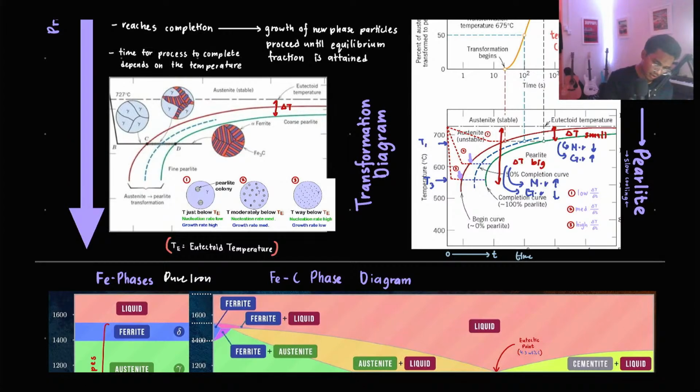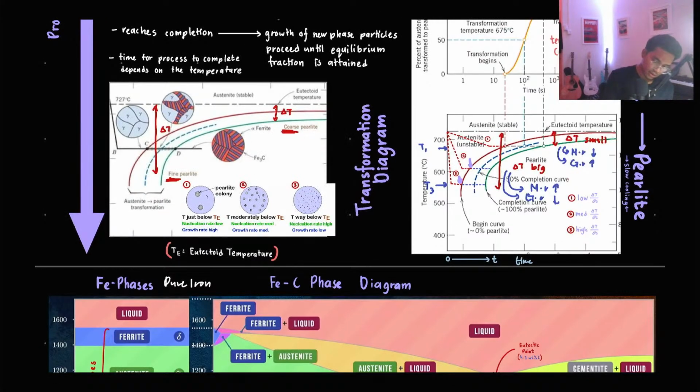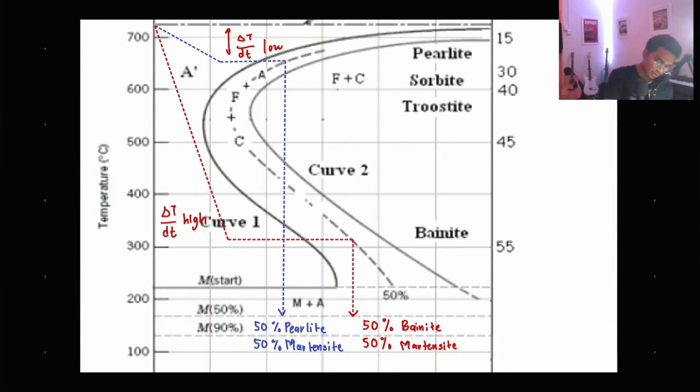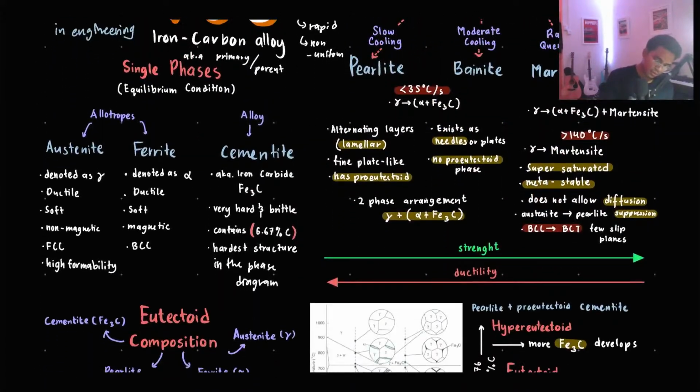If we have a bigger difference in temperature, we'll be having a fine perlite. This is a coarse perlite and this is also a fine perlite. That is the main difference between the curves, this curve and this curve. So what happens if we have much more rapid cooling? We will have different composition.